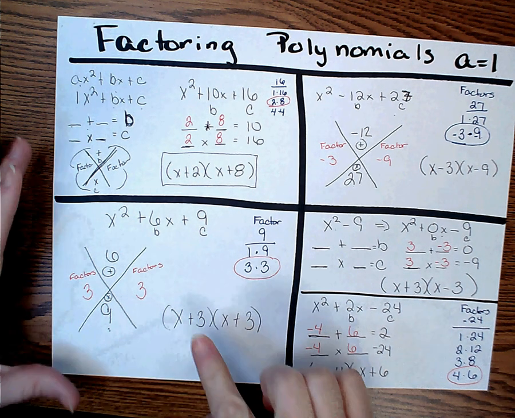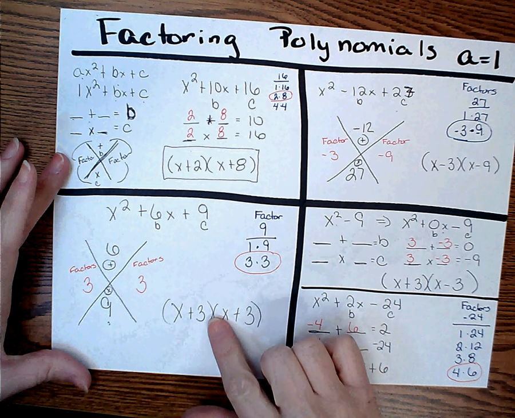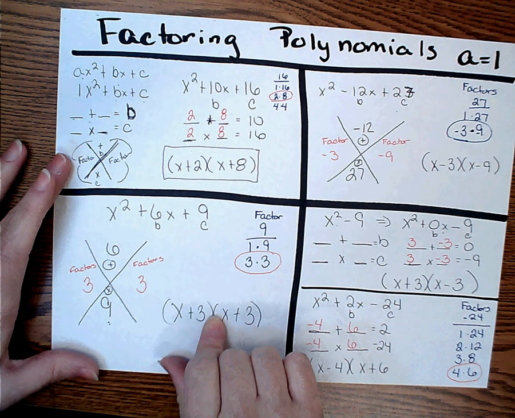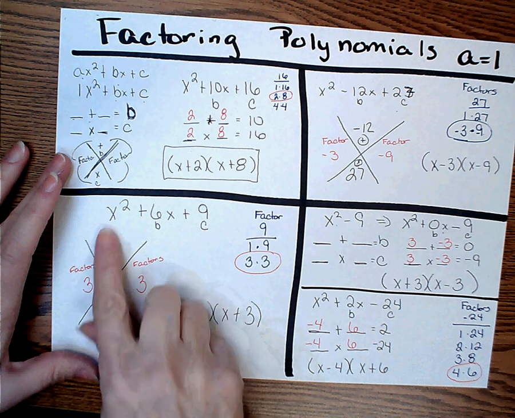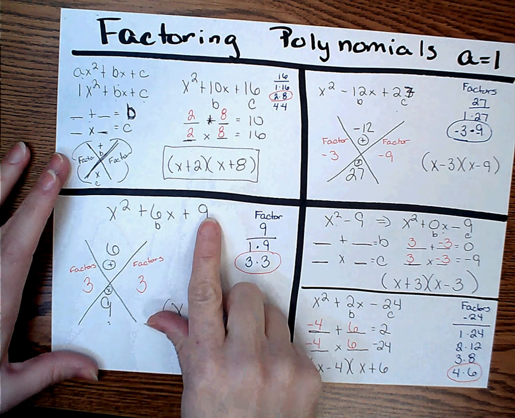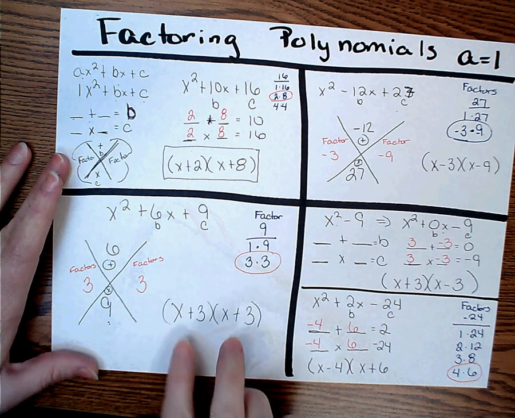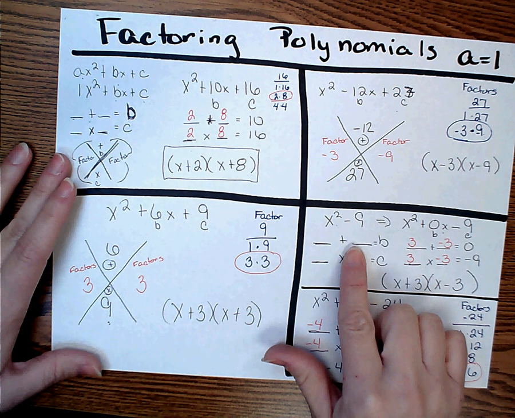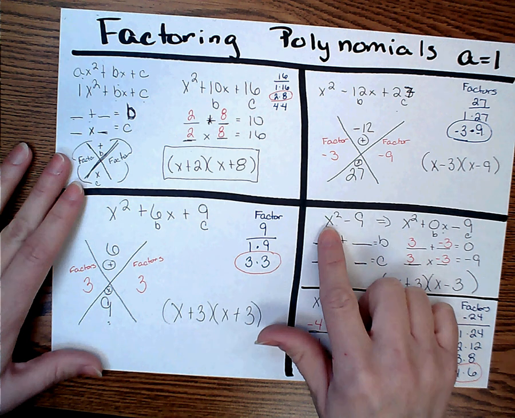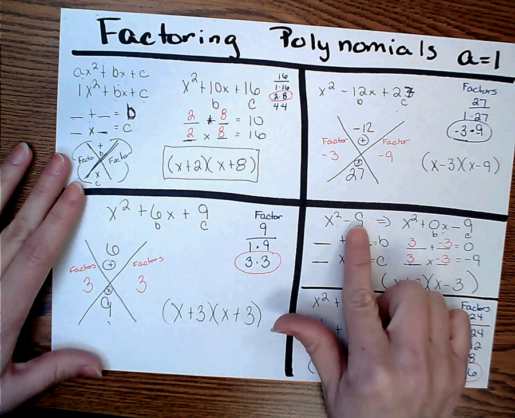Okay, these 2 problems right here are special cases. If you notice, my parentheses, my factors at the end are exactly the same. So when you see that you have a number that is squared and doubled, you can write it this way. This one we've talked about before. It's a difference of 2 squares. So if you see a square minus a square, it's the difference of 2 squares.